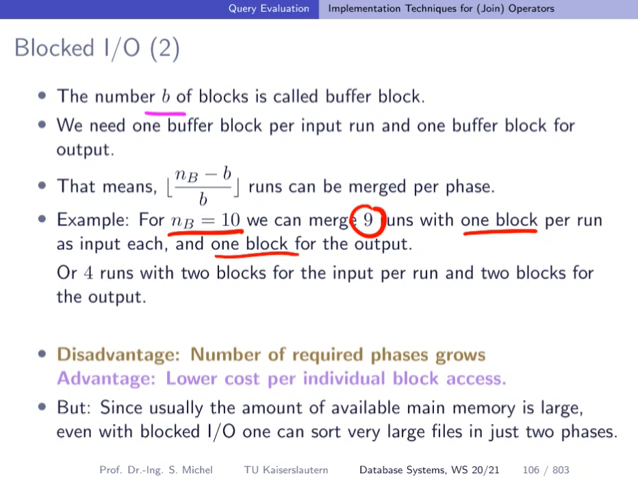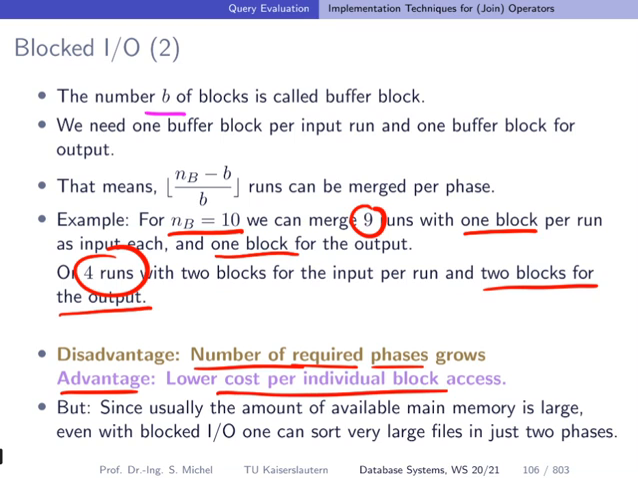Now if we read 2 blocks from the input runs and have 2 blocks for the output, then we have 4 runs that can be merged at once. Yeah? And since we have fewer runs that can be merged, as I said already on the previous slide, the number of required phases grows, but the advantage is that you have a lower cost for the block accesses. Yeah?